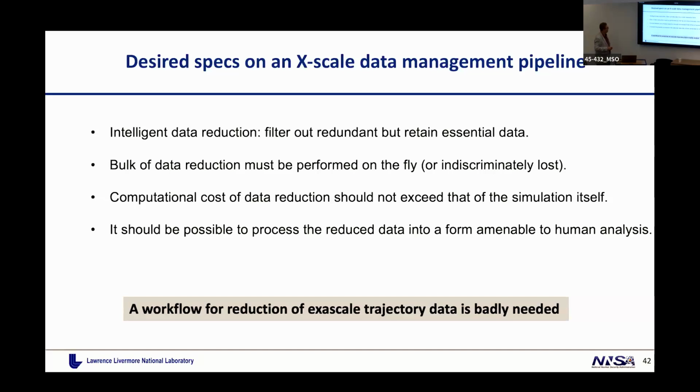It has to be on the fly, otherwise the data will be indiscriminately lost. Hopefully, the cost of extracting these golden nuggets does not exceed the cost of the simulation, although I am willing to negotiate on that. Sometimes it's actually good if your analysis tools are more expensive than your simulation itself. But this I would not negotiate on: I'd like to stay in the loop.